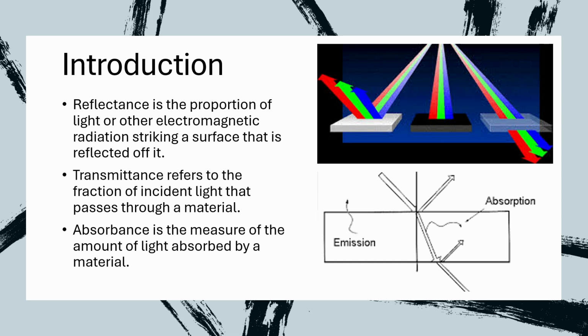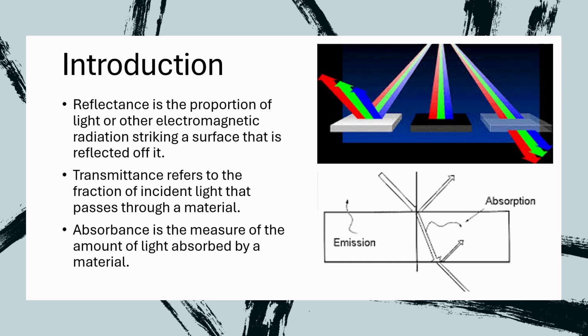Next, we have transmittance, which refers to the fraction of incident light that passes through a material. A high transmittance value indicates that a material allows most of the light to pass through, which is a very desirable property for materials used in windows, eyeglasses, and other optical instruments.